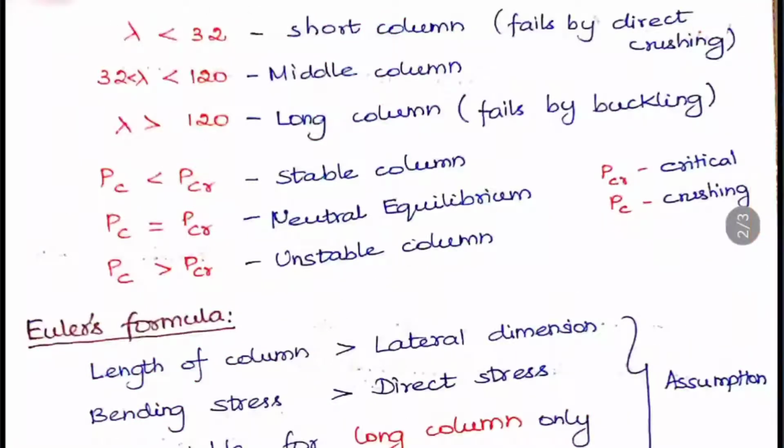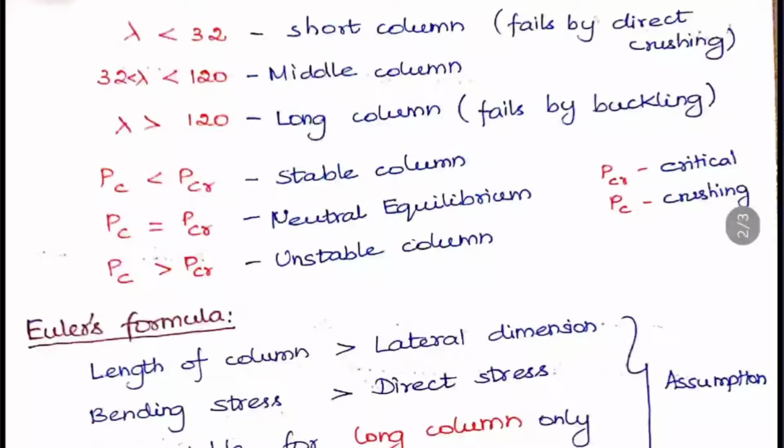And here are the values for the slenderness ratio lambda. Based on these values we categorize the columns. If it is less than 32, it is a short column. Short column means it will fail directly by crushing. If it is between 32 and 120, it is a middle column, and if it is greater than 120, it is a long column. When it is a long column it will fail by buckling.